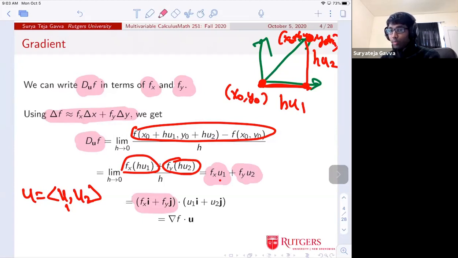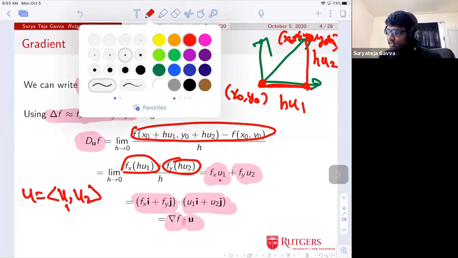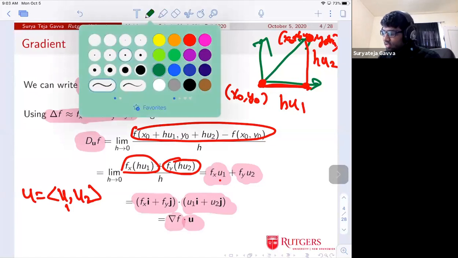This looks like the dot product of two vectors, right? So it's the dot product of fx i plus fy j and this vector u1 i plus u2 j. But u1 i plus u2 j is nothing but our vector u. This vector fx i plus fy j is called the gradient of f. This vector, which is made of the derivatives of f, is given a name.